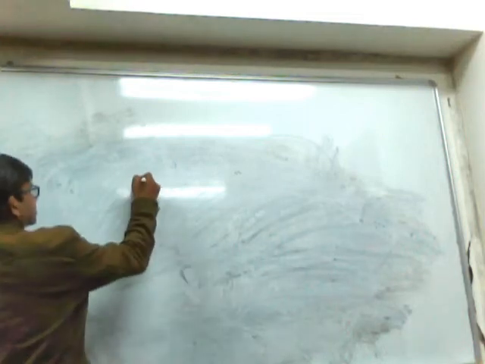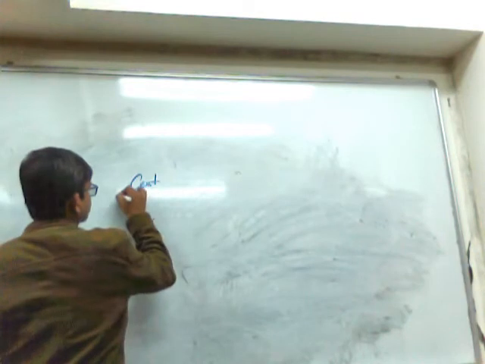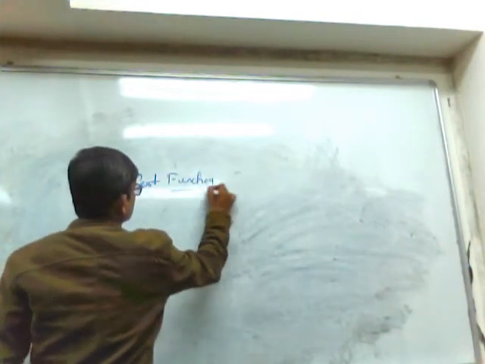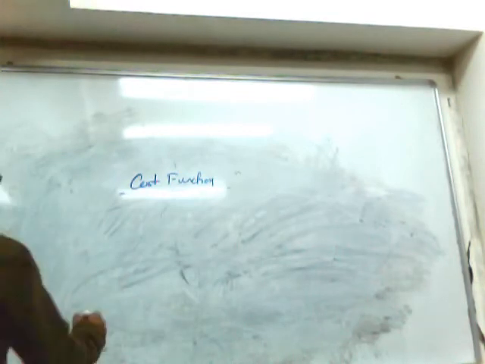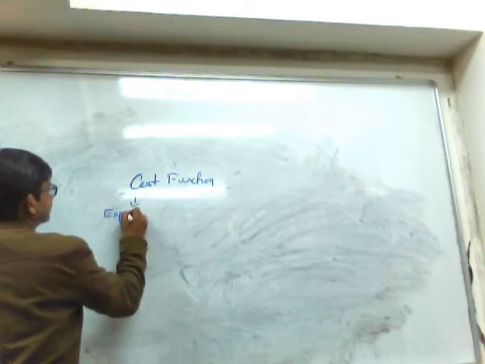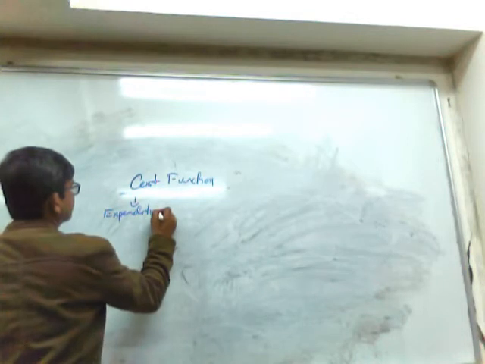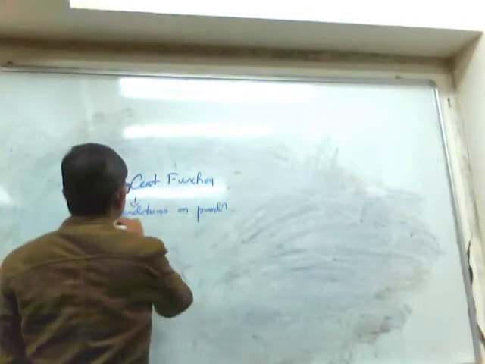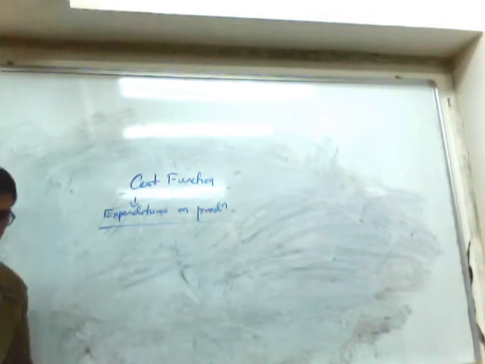So now we'll discuss the case of cost. Cost function. So what is cost? Cost is mainly the expenditures on production. So there are different types of cost.